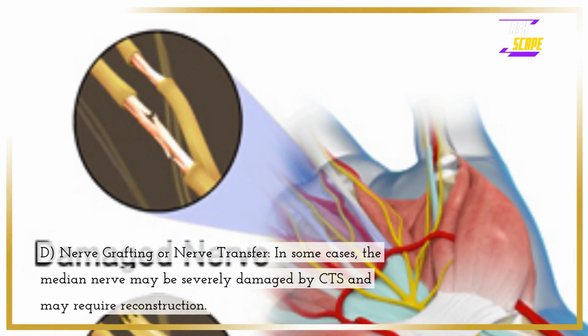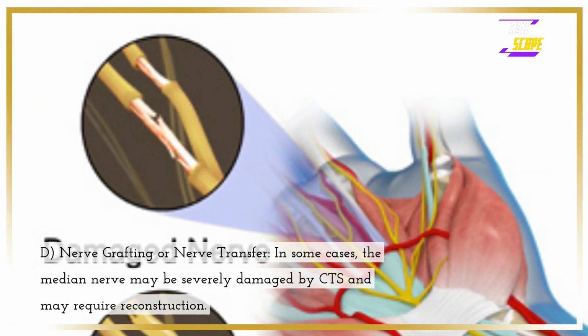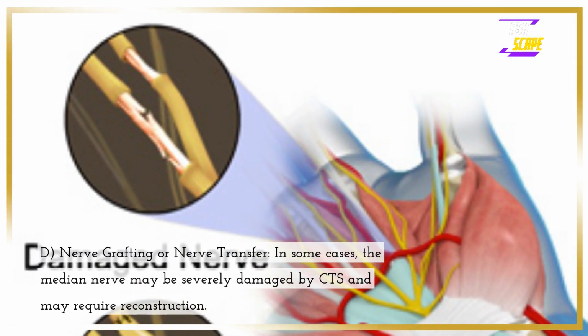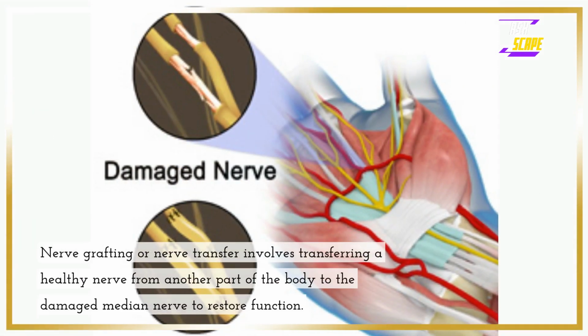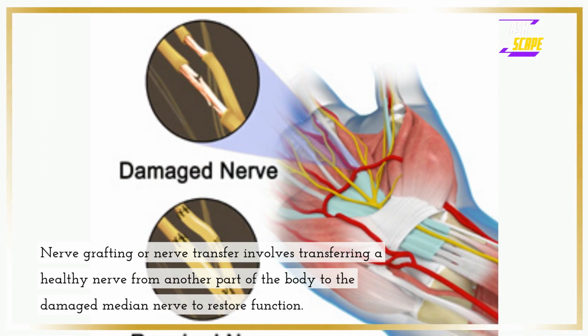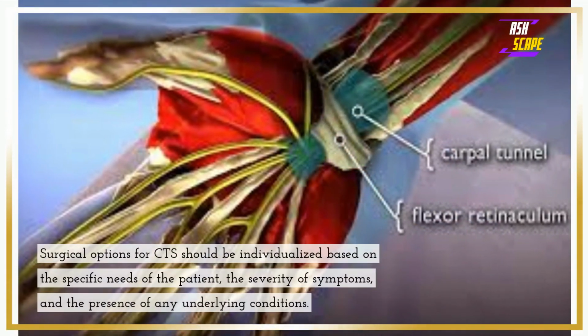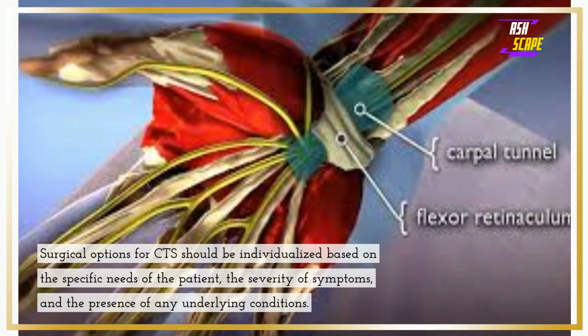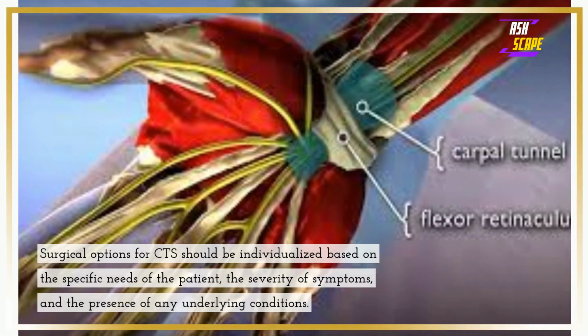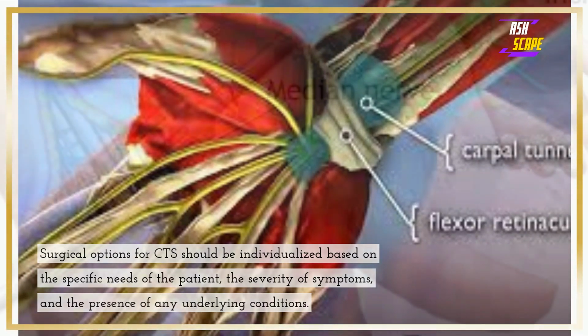D. Nerve grafting or nerve transfer. In some cases, the median nerve may be severely damaged by CTS and may require reconstruction. Nerve grafting or nerve transfer involves transferring a healthy nerve from another part of the body to the damaged median nerve to restore function. Surgical options for CTS should be individualized based on the specific needs of the patient, the severity of symptoms, and the presence of any underlying conditions.